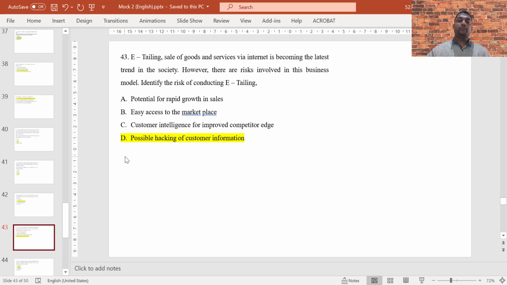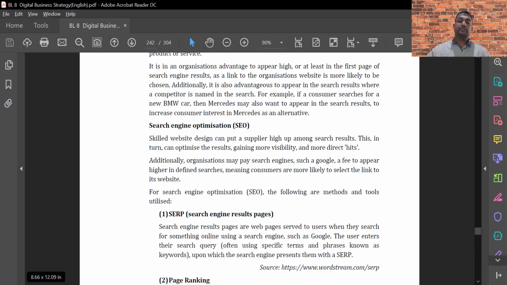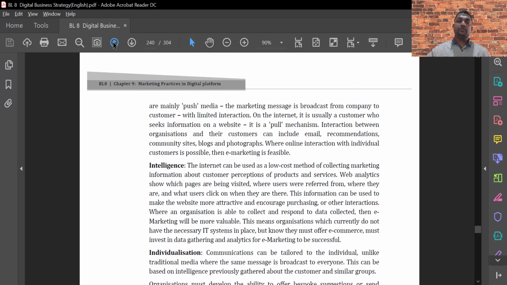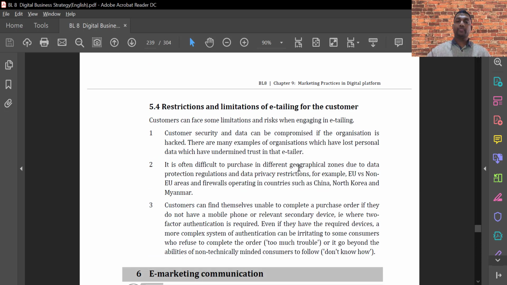Last one, possible hacking of customer information. So let's look at how this is discussed here as well. Here the restrictions and limitations of e-tailing for the customer is explained. You can see this is in chapter 9. You can see these are the limitations and risks. For example, customer security and data can be compromised if the organization is hacked.